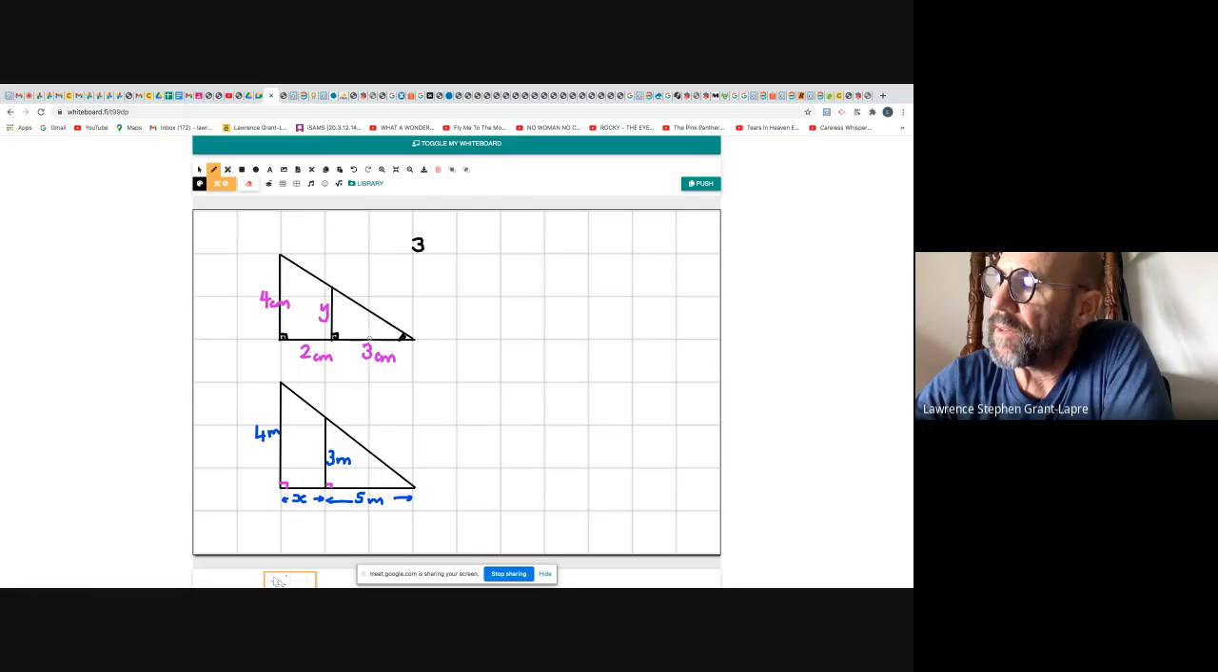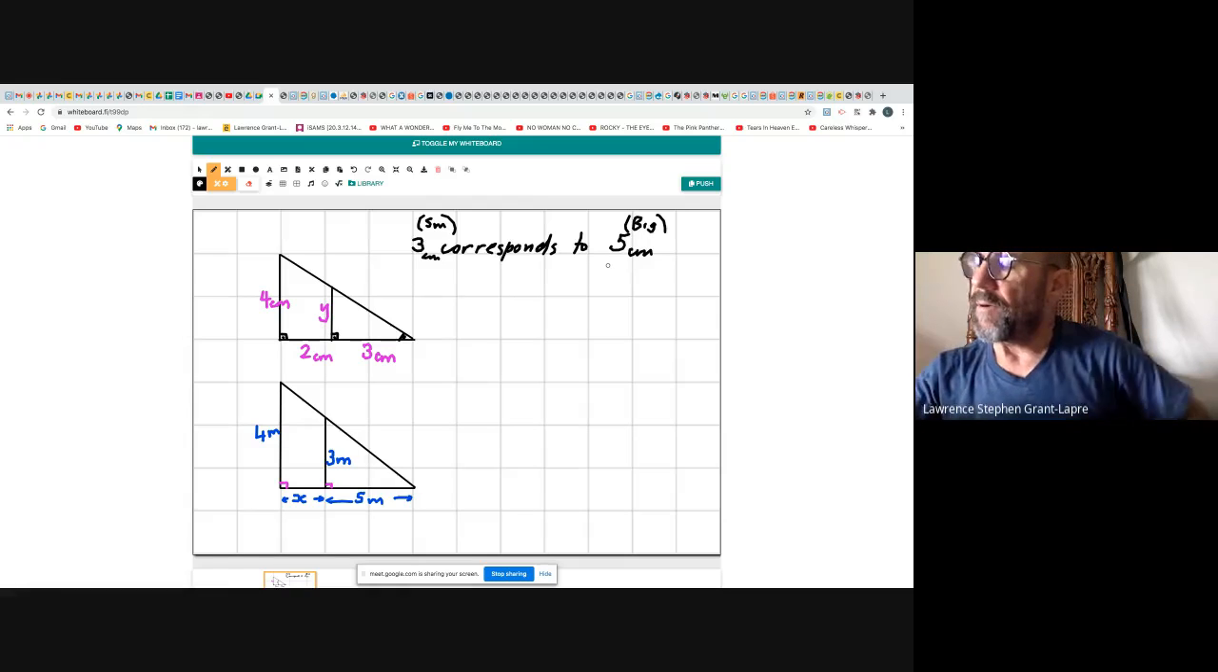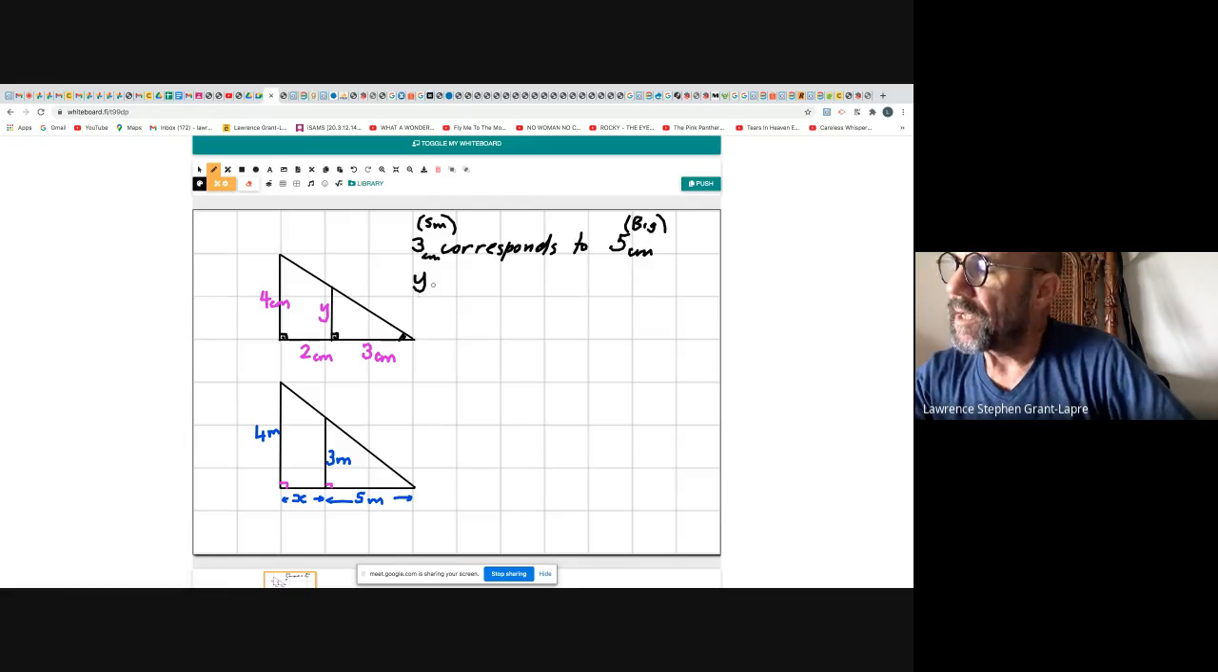in the small triangle corresponds to 5 centimeters in the big triangle. So 3 centimeters in the small triangle, 5 centimeters in the big triangle. Now in the small triangle, y corresponds to the 4 centimeters in the big.